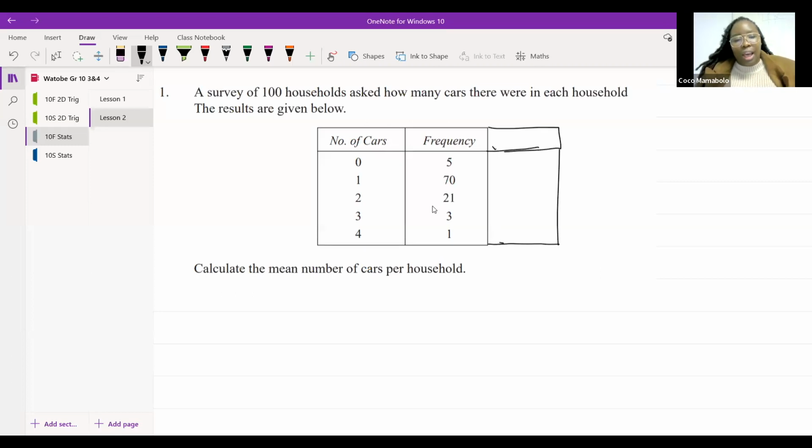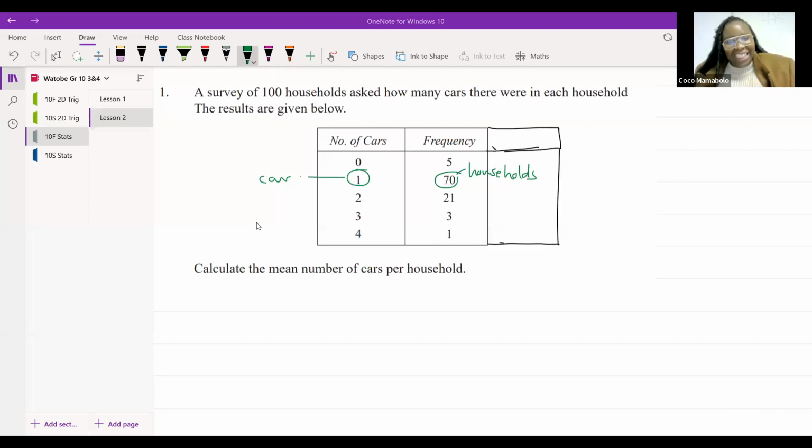Right? Now Alexander's like 70 cars. No. Alexander, that's not what it means. What this means is 70 households said that they only have 1 car. Does that make sense? Not one household had 70 cars. No, the other way around. 70 households said they had 1 car. Mawande is like, that's me, I have 70 cars. Okay.